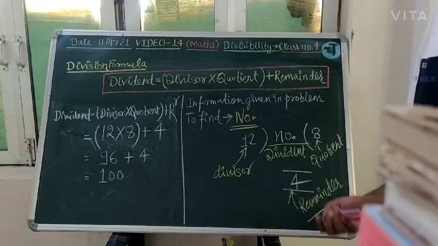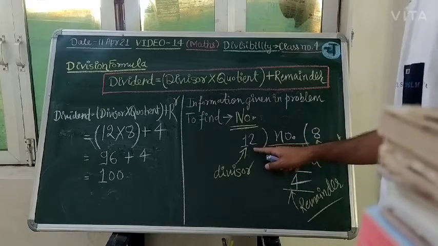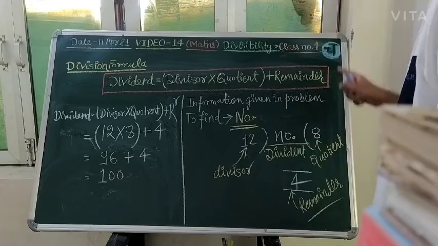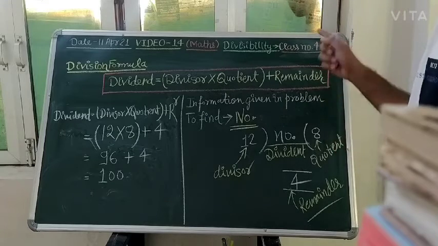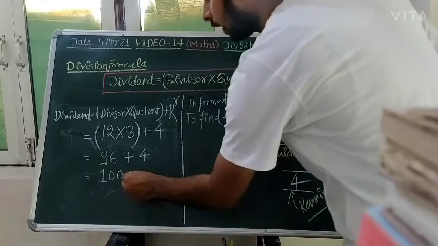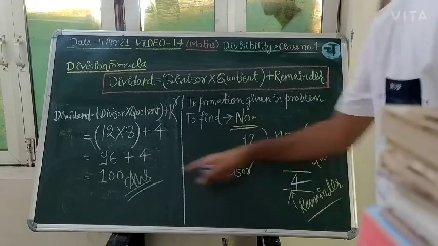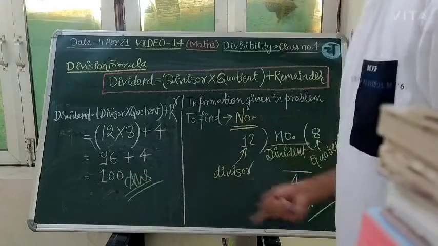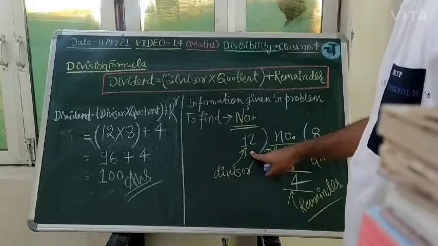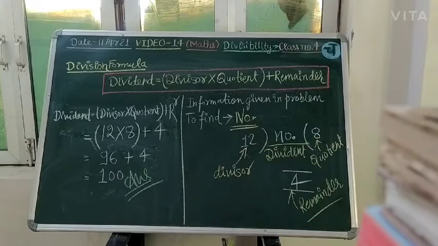So that number will be 100, which we will divide by 12, it will go 8 times and will give us 4 as our remainder. This is our answer. So 100 is the number which we divide by 12, it goes 8 times and gives us 4 as our remainder.